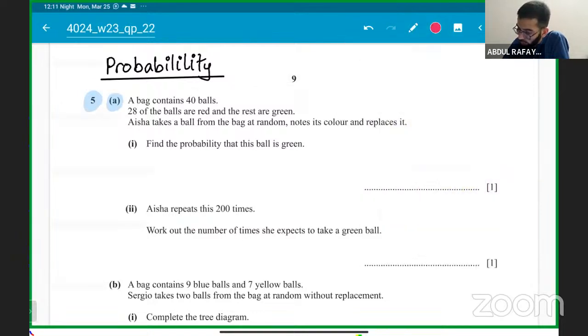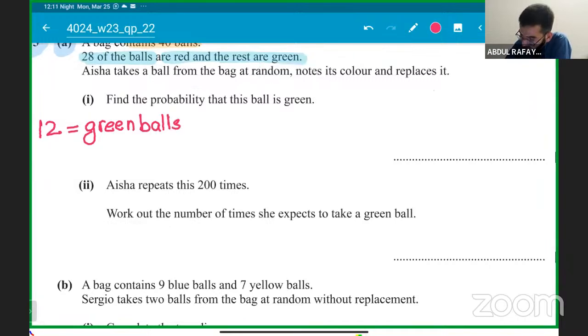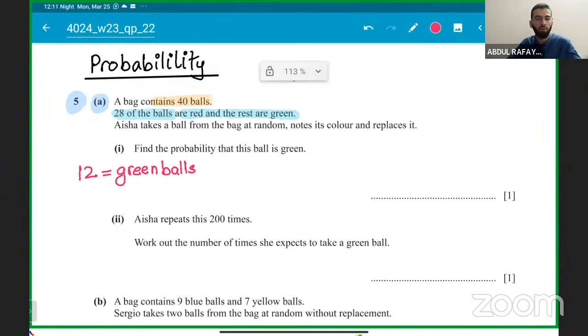A bag contains 40 balls. Remember whatever they are saying in the question, keep it at the back of your mind. A bag contains 40 balls, and 28 of the balls are red and the rest are green. So you can quickly find out: if 40 balls are the total and 28 are red, then 12 are the green balls, right? So 12 are the green balls. 28 balls are red, so the remaining 12 balls will be green.